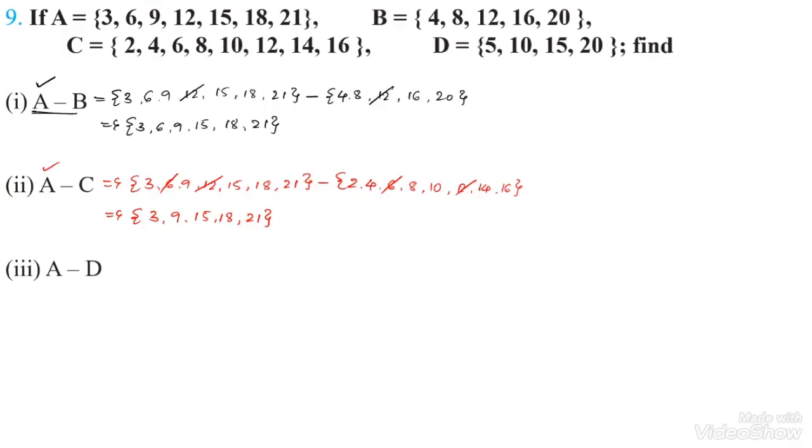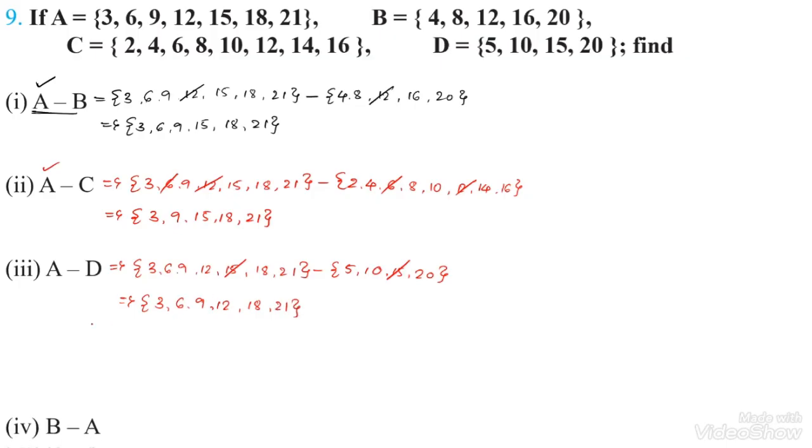Next, question number 3. A minus D. 3, 6, 9, 12, 15, 18, 21, minus set D: 5, 10, 15, 20. What are the common elements here? 15 is the only common element. After neglecting, what are the elements in A? 3, 6, 9, 12, 18, 21.